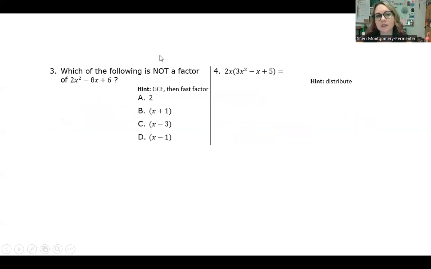This question is one of the not questions. So which of the following is not a factor? Well, the first thing that I notice on this one, the leading coefficient is not 1, it's a 2. I wonder if they're all divisible by 2. 8 is divisible by 2, and 6 is also divisible by 2. So my first step is going to be GCF. And I will divide everything by 2.